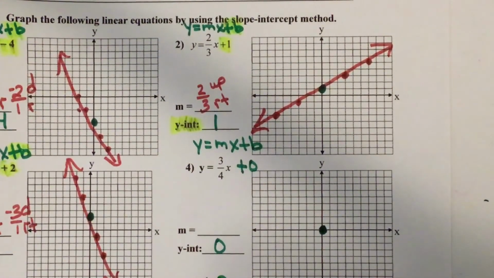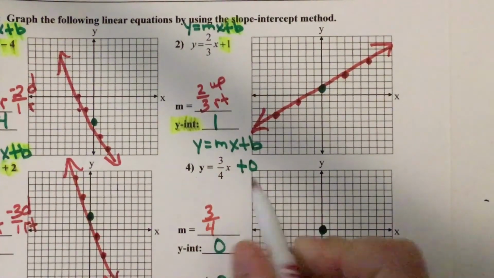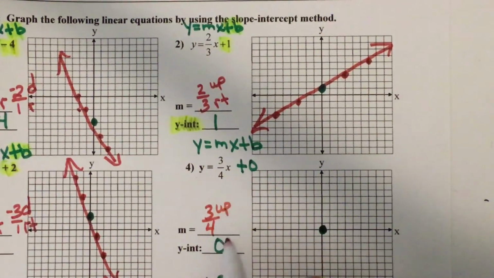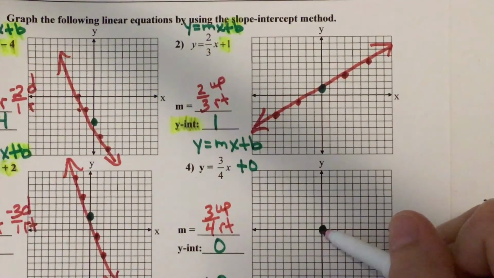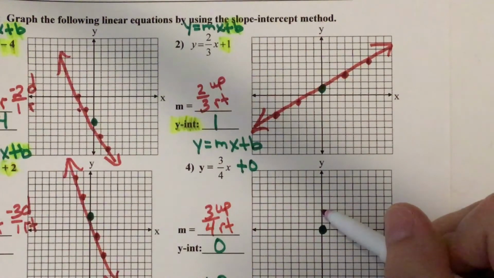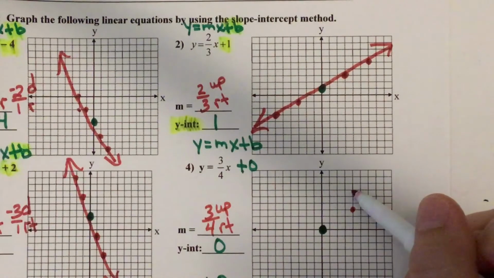And then my slope is still the number smushed with the x, so my slope is 3/4. Because my top number is positive, I will go up, and because my bottom number is positive, I'll go right. So from our y-intercept, up 3, 1, 2, 3, and right 4. 1, 2, 3, 4. Let's do it again. Up 3, 1, 2, 3, and right 4.